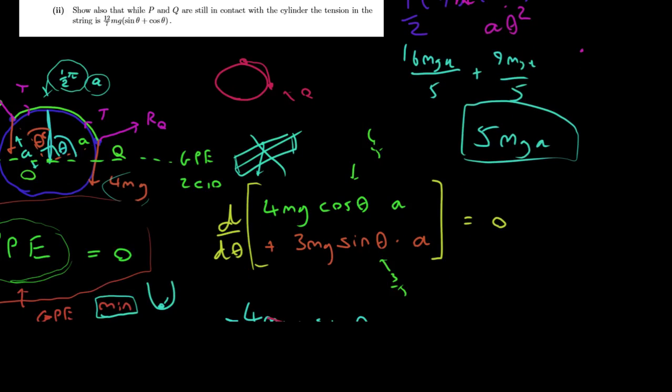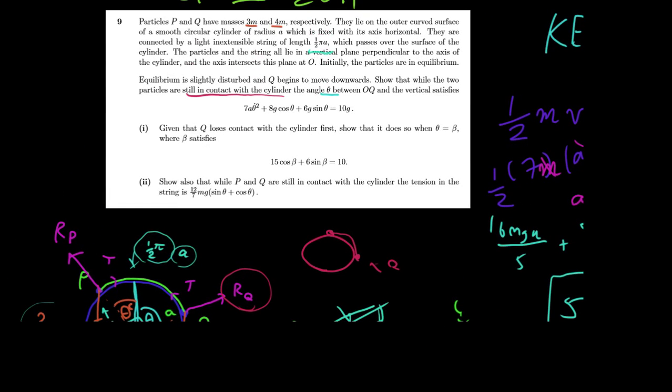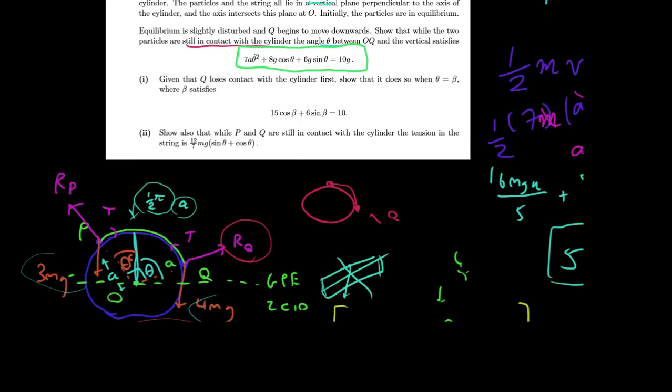So as this bead system of particles will move, at some point the reaction at Q will go to 0. And that'll happen before the reaction at P goes to 0. The whole crux of this question is realizing that this equation here holds all the time right up until one of the particles loses contact with the cylinder. At that point we can still use that equation, but after it becomes redundant.